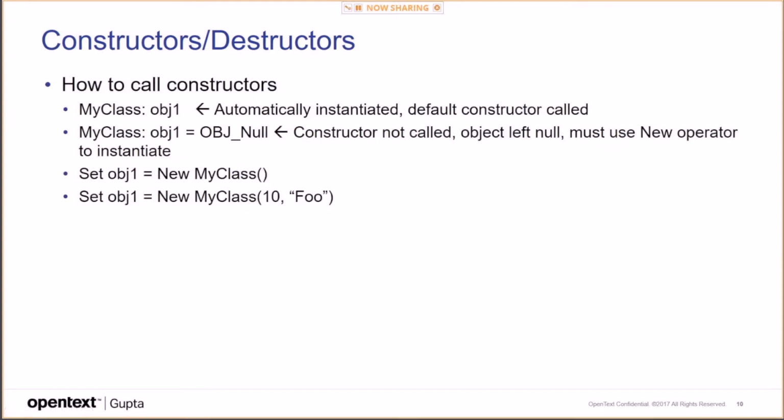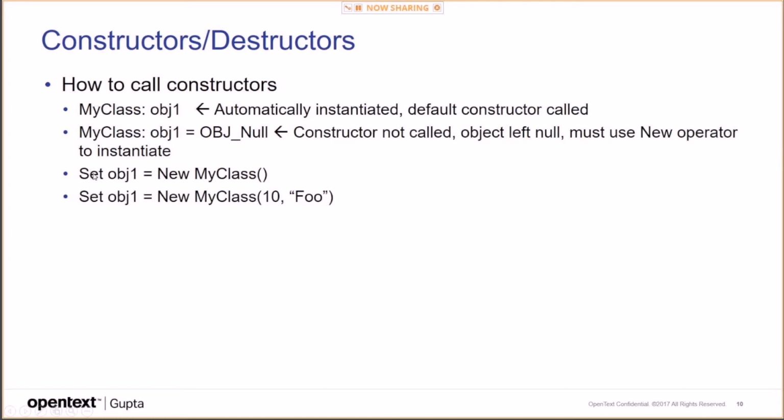So how to call constructors? If you say my class colon object 1, you define that object. This one is automatically instantiated and the default constructor is being called. If you do this one here, my class colon object 1 equals object null, then the constructor is not called, the object is left null, and you must use the new operator to instantiate.